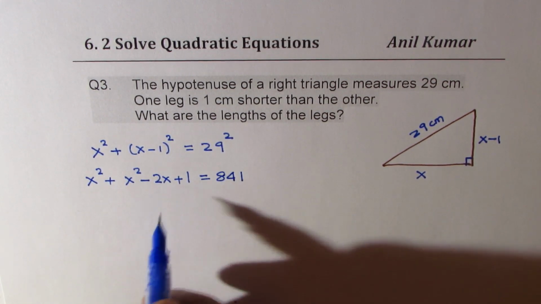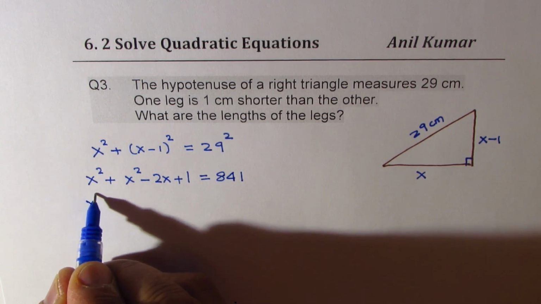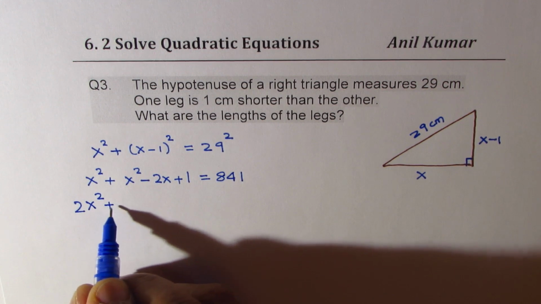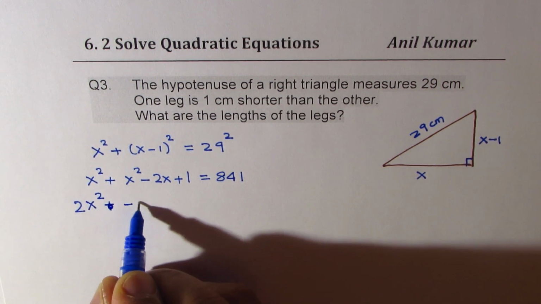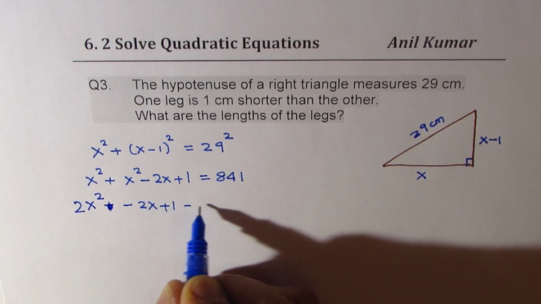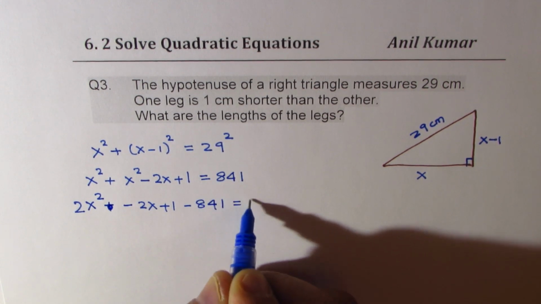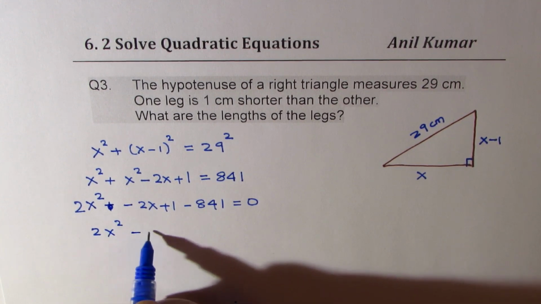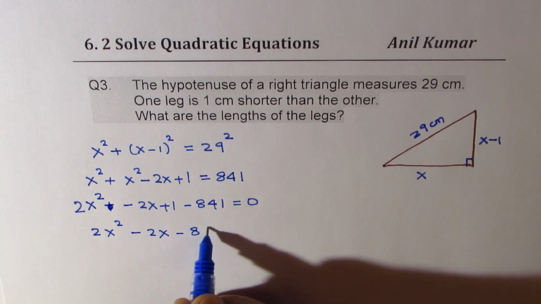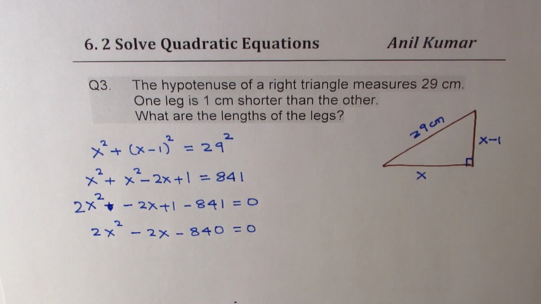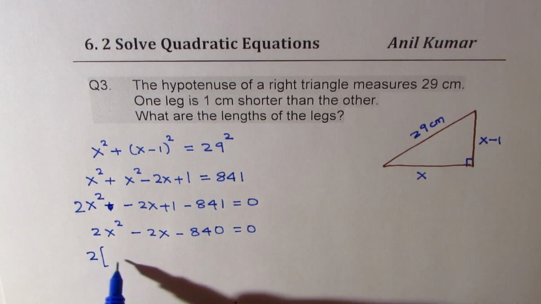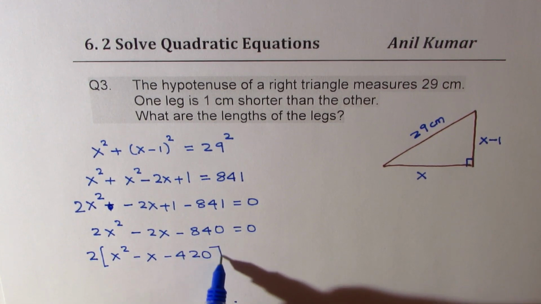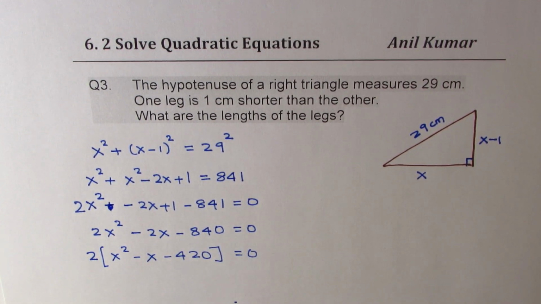841. We'll bring it to the left side and solve for x. So x square plus x square is 2x square. Now we have minus 2x plus 1 minus 841 equals 0. So we have 2x square minus 2x minus 840 equals 0. We can factor 2 out. So we get x squared minus x minus 420 equals 0.